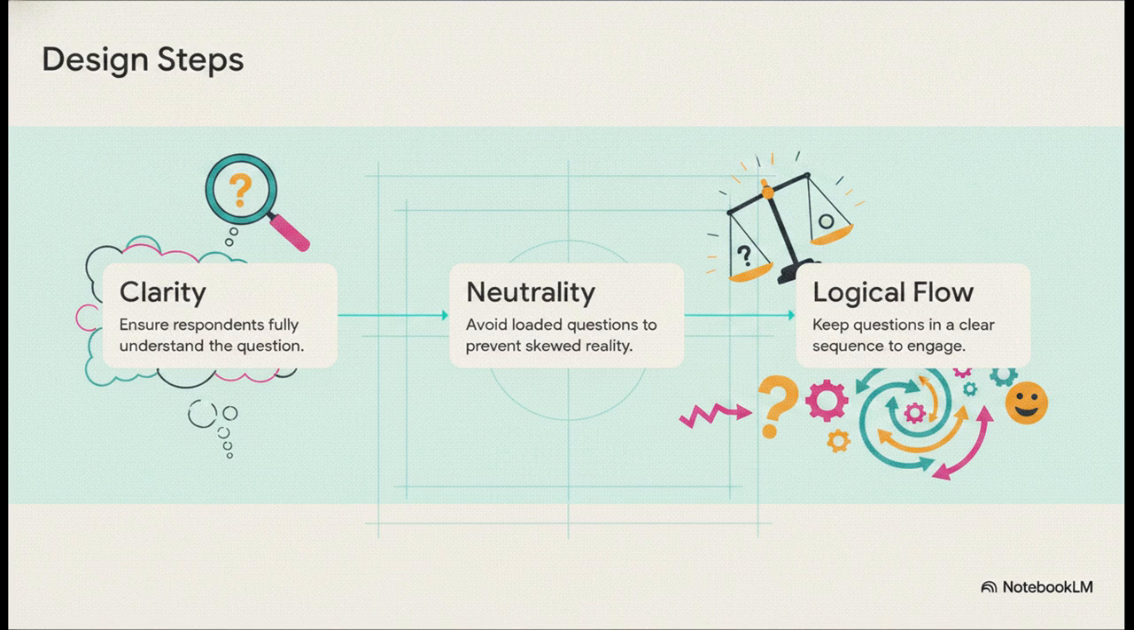Second is neutrality, and this is where structural flaws frequently warp reality. Take the anchoring effect, for example, where providing a specific number in a prompt subtly pulls the person's answer toward that number. Or consider double-barreled questions. Say a survey asks, "Do you like our product's quality and price?" If the person answers yes, you've literally no idea if they actually liked both or just one of those things.